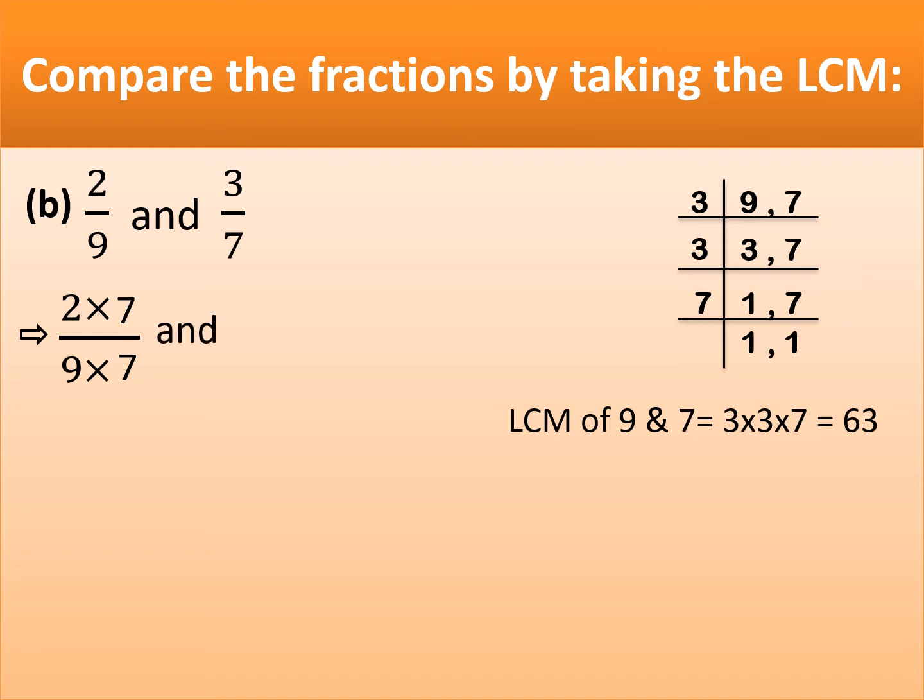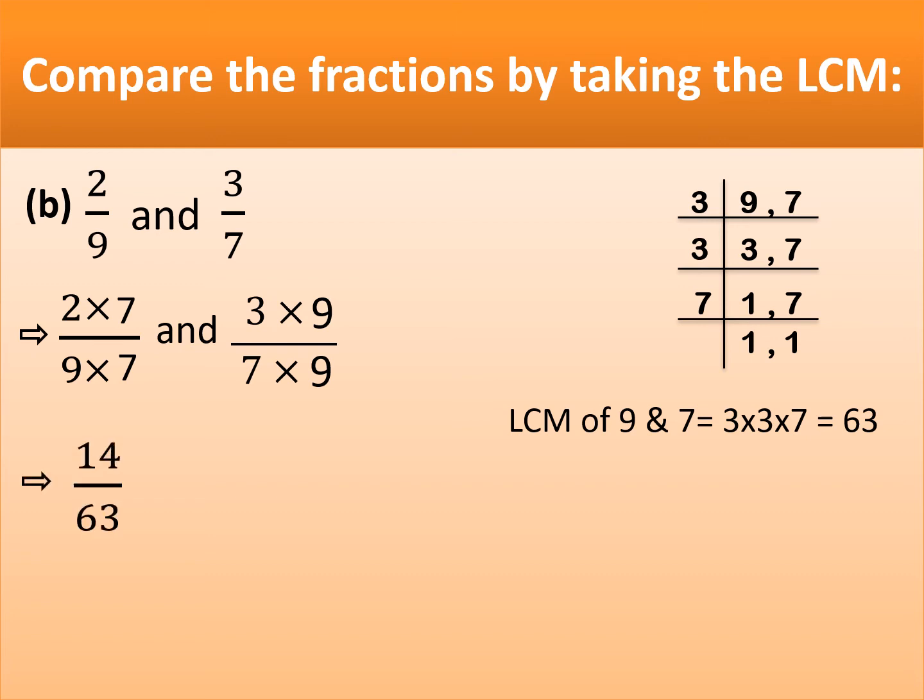The other fraction is 3 upon 7, and we want 63 at the place of denominator. So if we multiply 7, by which digit we get 63? Yes, the answer is 9, because 7 nines are 63. So we multiply numerator and denominator by the same number 9. 2 multiplied by 7 is equal to 14, and 9 multiplied by 7 is equal to 63.